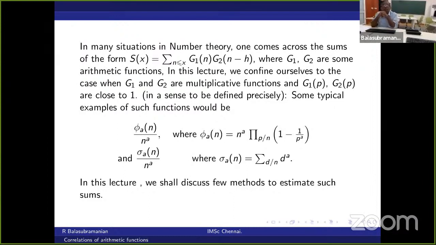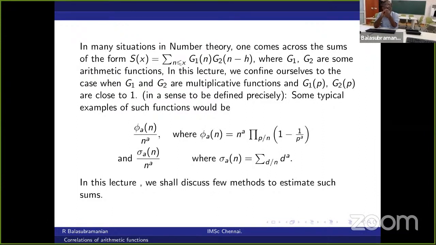But on the other hand, there are certain special situations where instead of these analytic methods, it is possible to do this problem by using elementary methods. And this comes particularly if G1, G2 are multiplicative functions, which is probably something I may not really need, but for the sake of simplicity, let us assume that these are multiplicative functions. And for G1 and G2, the values at primes are rather close to 1. This has to be defined precisely, which I will do.